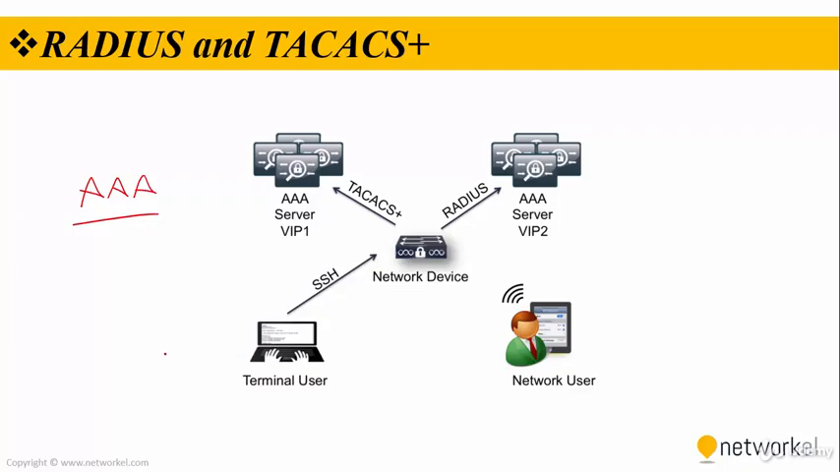For example, the terminal user sends an access request to the network device, and the network access device exchanges this request with the AAA servers by exchanging the Radius or TACACS messages, as you can see in the figure. If the authorization succeeds, the user can get access to the device, otherwise it cannot.